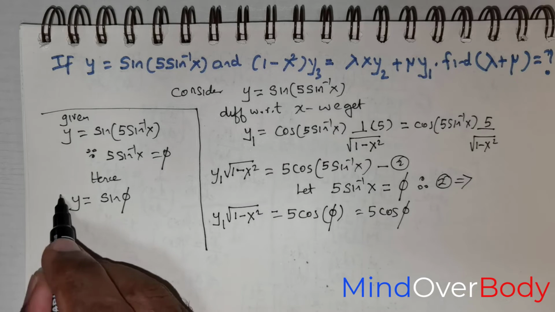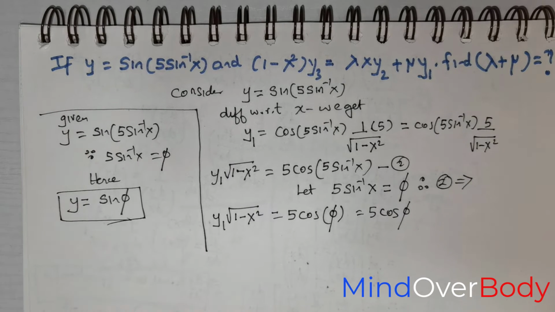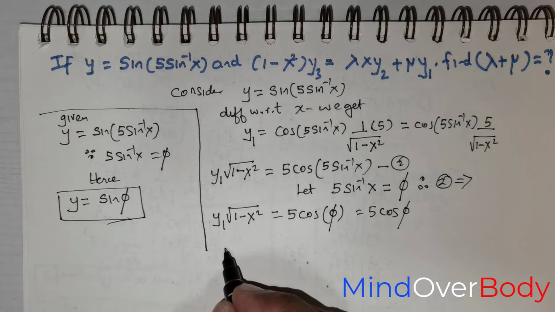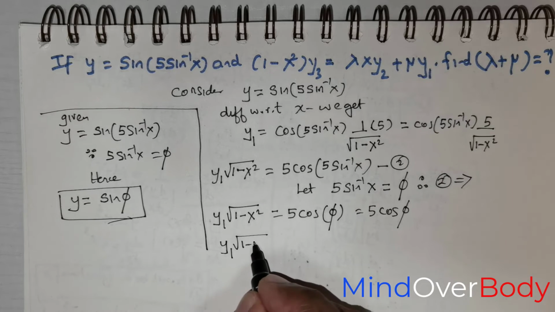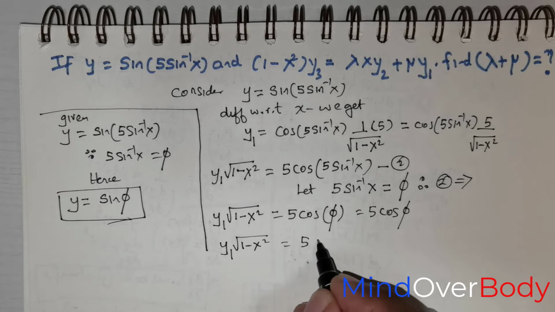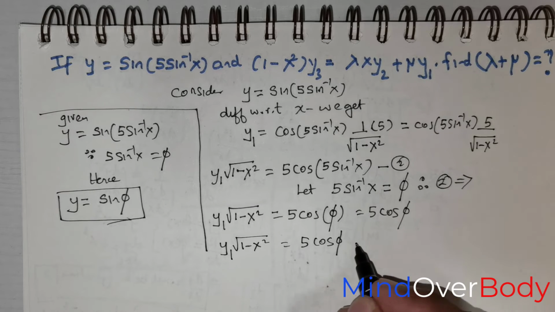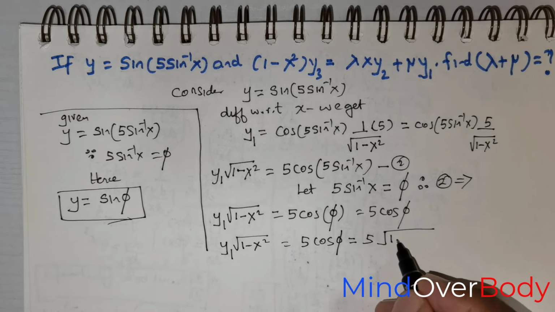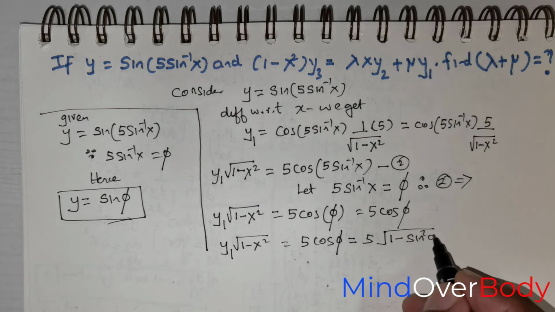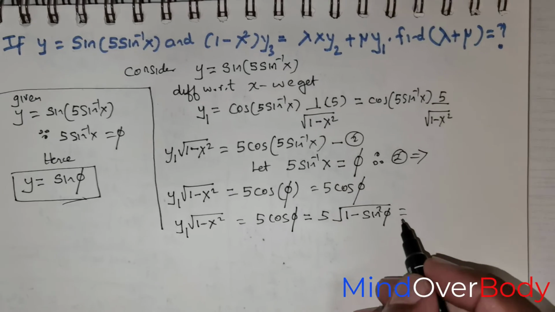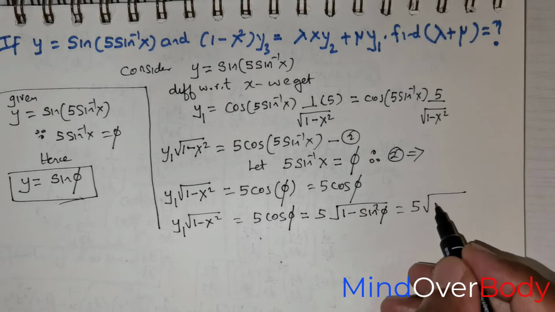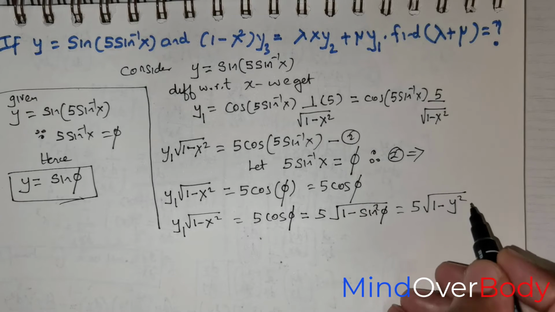Now having obtained the y, let's go back to our system. So clearly we get y1 times root of 1 negative x squared is equal to 5 times cos phi. Now what I'm going to do is I'm going to rewrite this cos phi as square root of 1 negative sine squared phi. Now clearly we know that sine phi is y, so this is going to be 5 times root of 1 negative y squared.